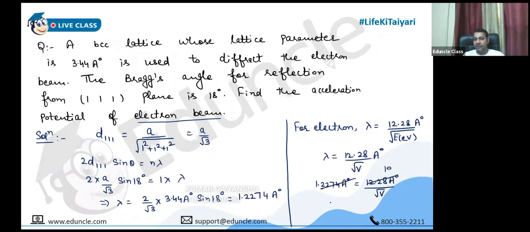So root V is 10, so V is 100 volt. So this is the accelerating potential of the electron, V. Because we have already taken the value of this e. So electron volt means potential is in volt. Is it clear or not?